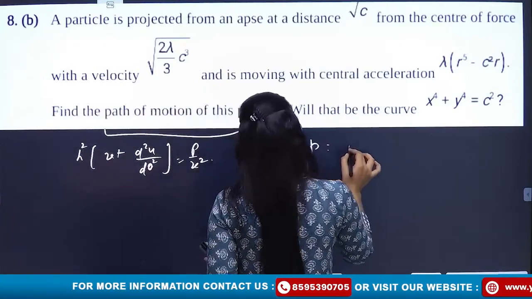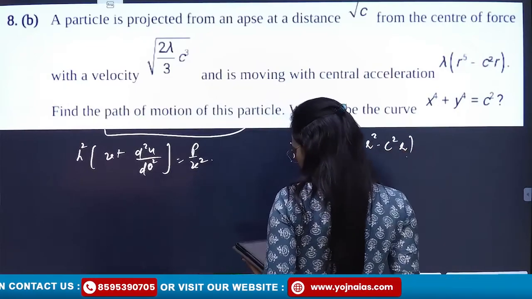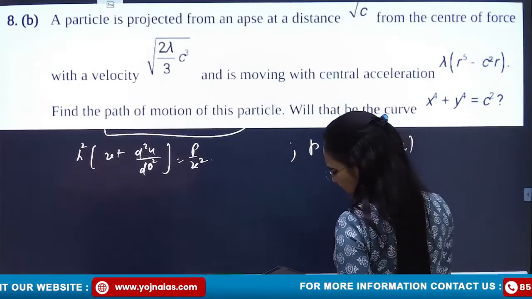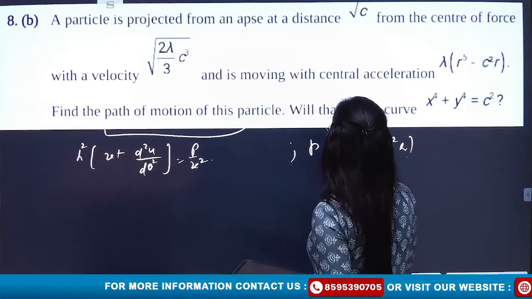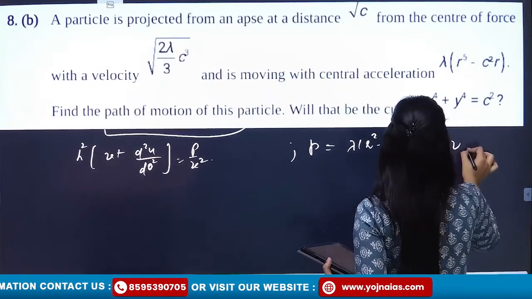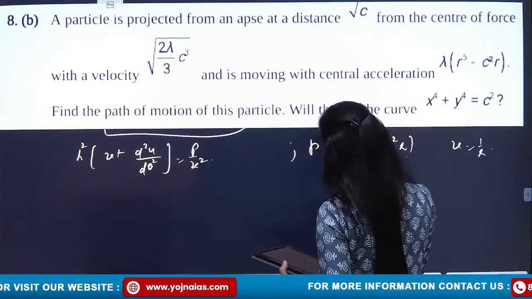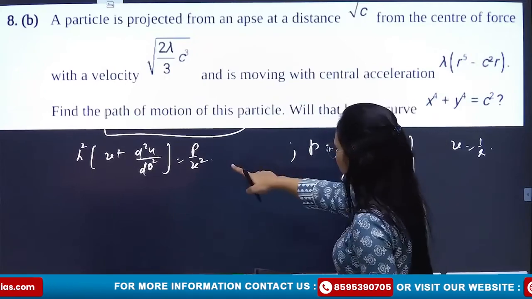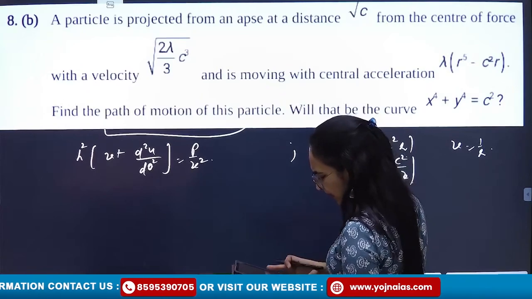So p, they had said, is lambda into r square minus square r, and this r is directed towards the orbit. The acceleration is directed towards the orbit, and this r would be 1 by u. So this is going to be lambda 1 by u raised to power 5 minus c square by u, and we will put all these values there. After putting all these values, we need to solve this into the form of v square, and then put all these values.